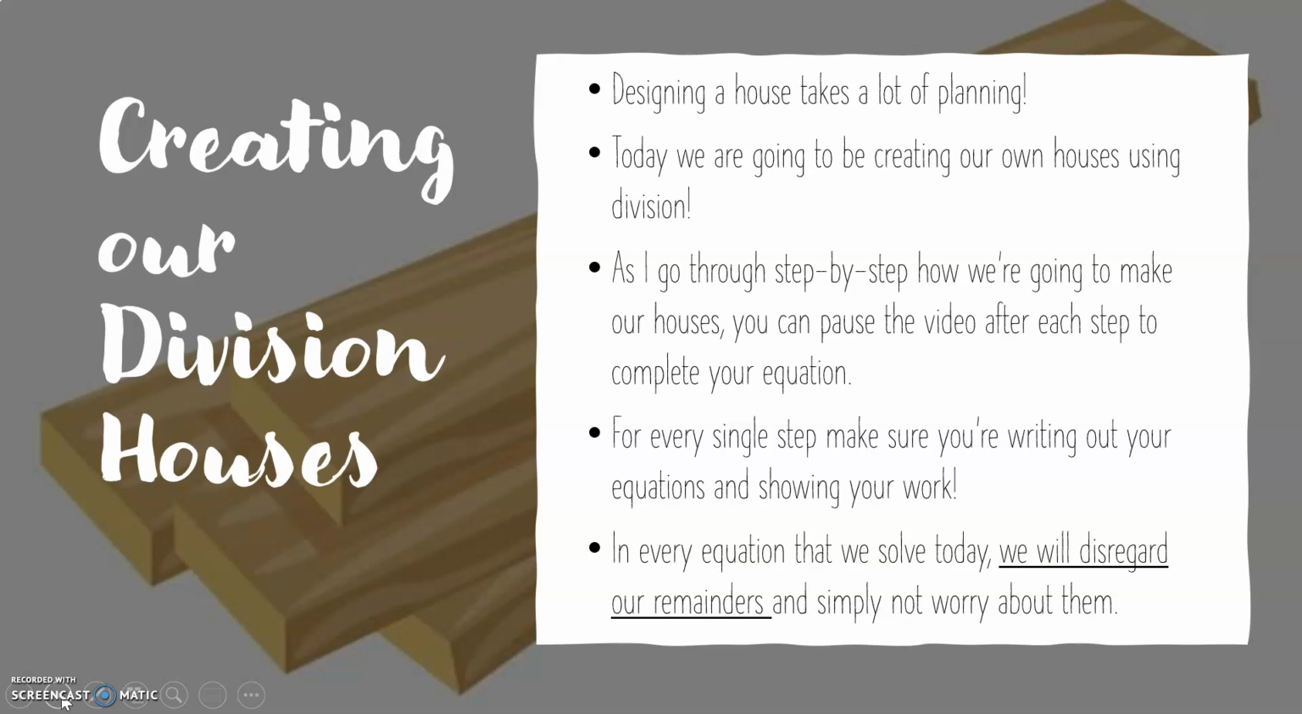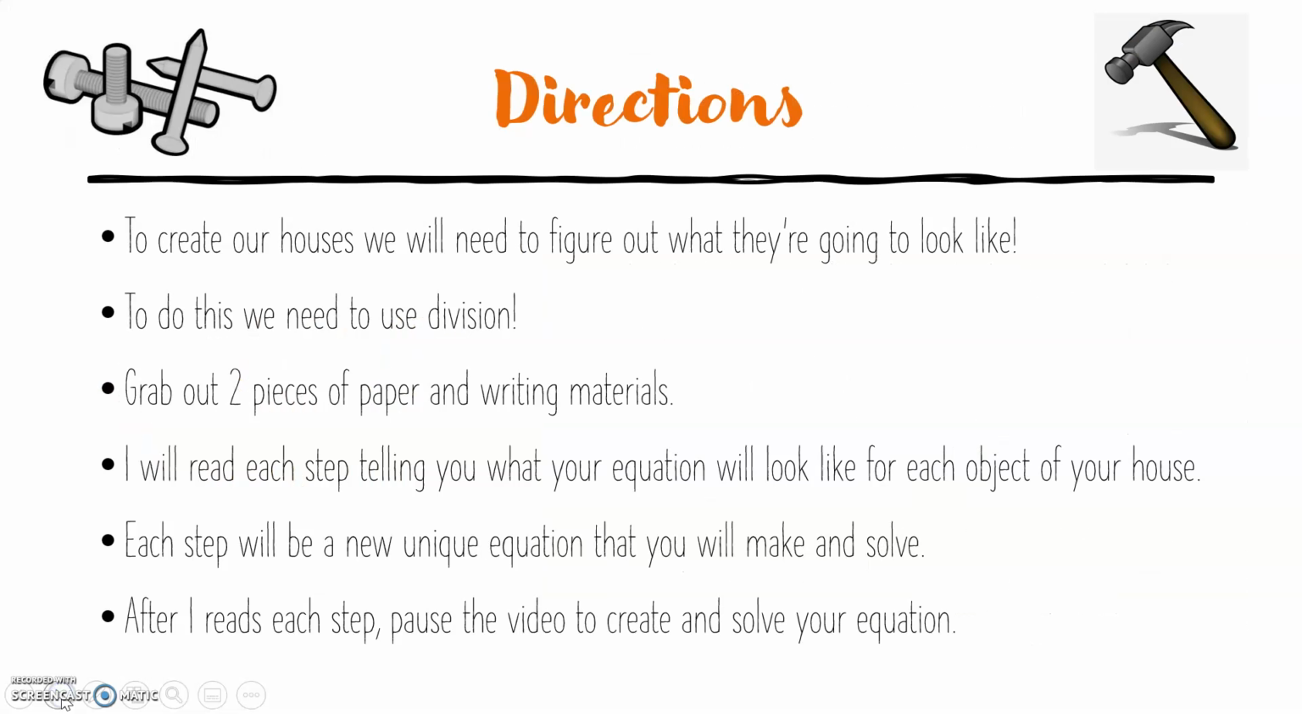So to get started with some directions, to create our houses, we will need to figure out what they're going to look like. To do this, we're going to use division. So you can grab out your 2 pieces of paper and writing materials. I will read each step telling you what your equation will look like for each object of your house. Each step will be a new, unique equation that you will make and solve. After I read each step, pause the video to create and solve your equation.